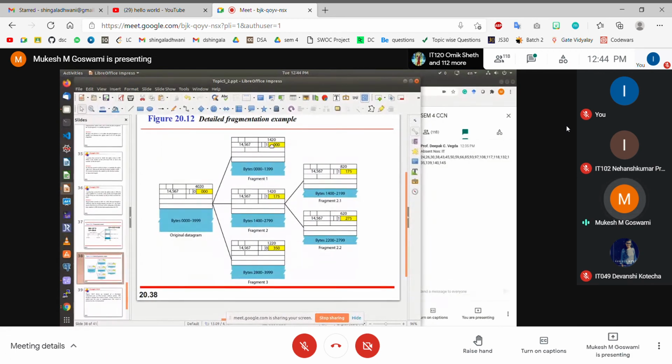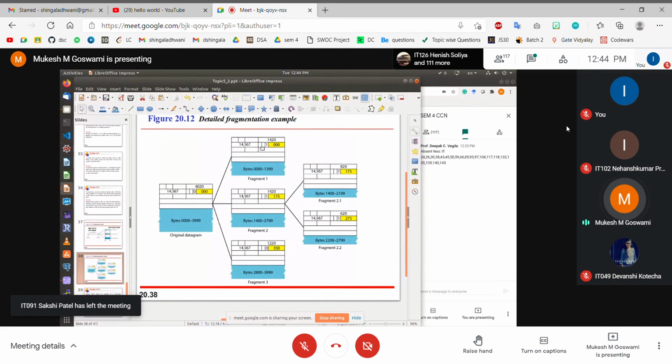Offset number is 0. Next, the first byte number is 1400 divided by 8. So therefore the offset is going to be equal to 175 here. And in the third fragment, we have 2800 divided by 8. So therefore the fragment offset value is going to be equal to 350.